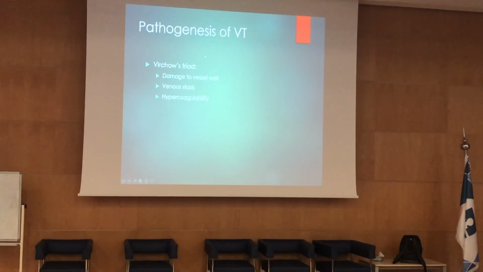So we all know from pathophysiology that for the body to have a thrombus, there are three criteria, what we call the Virchow triad. And I'm sure you went through this back in the second year. One is damage to the vessel wall, and this happens, for example, in a patient post-operative for knee surgery. And venous stasis, reflected clinically by immobilization.